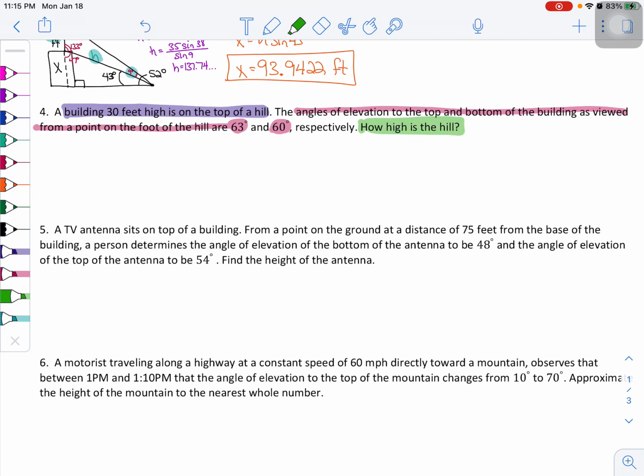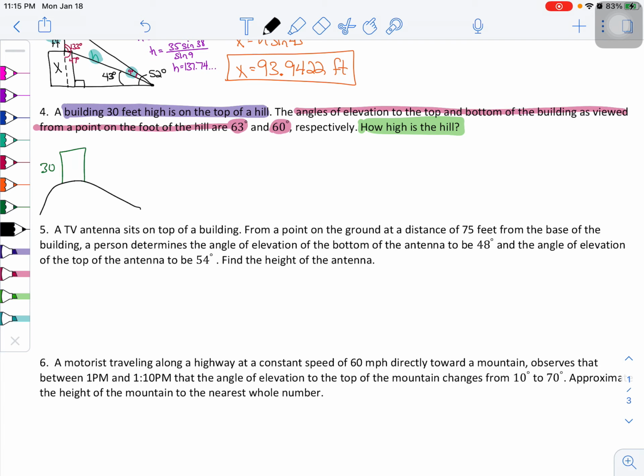All right, so we are going to have some kind of hill. Again, I'm not worried about your drawing, other than you get the right information in the right place. And then on top of that hill, we have a building that is 30 feet high. I'm actually going to make this hill look a little bit different, something like that.